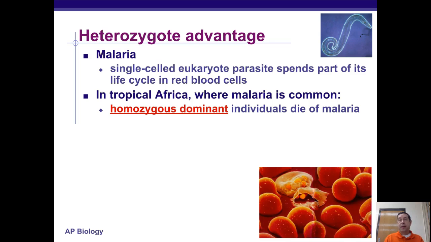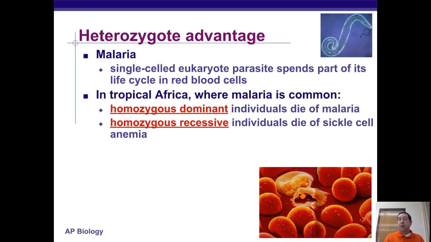if they catch malaria. But again, we're getting better at treating this and preventing it. We have anti-malarial medications and things like that. But again, in poorer parts of the world, they may not have access to that. Homozygous recessive individuals typically die from sickle cell anemia.